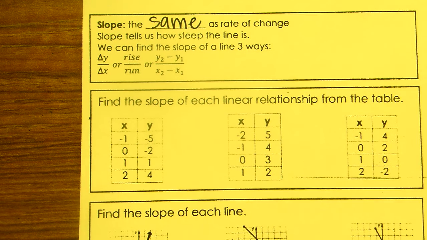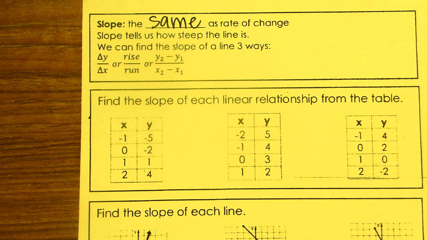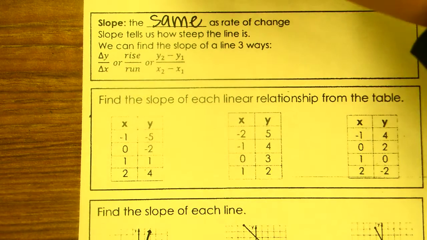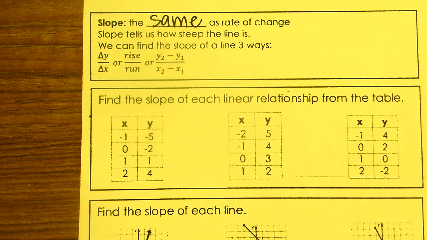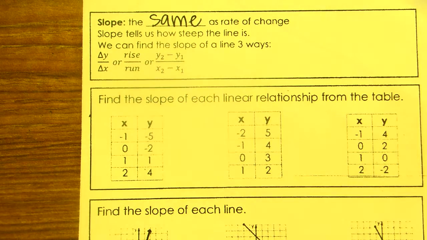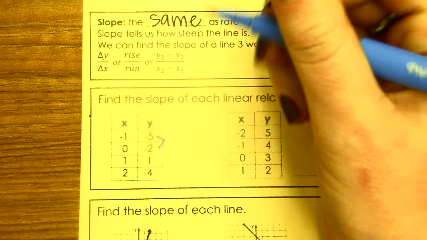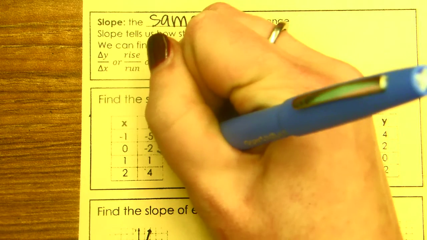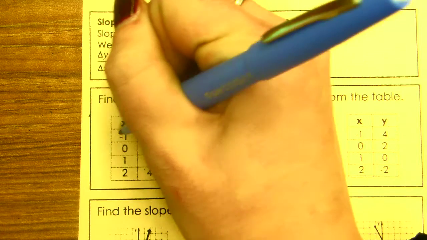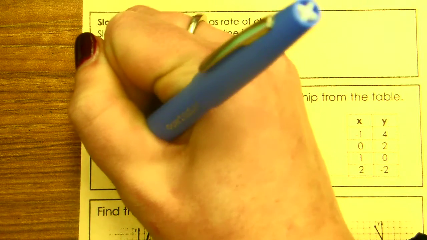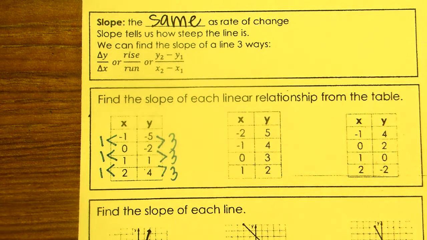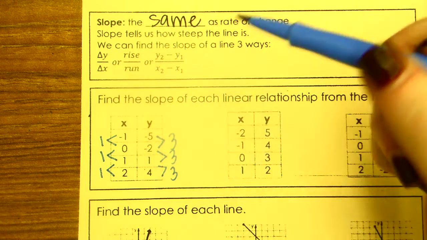So for the first one, we're going to do the same thing we did in class last time, and we're going to find change in y divided by change in x. Remember that Greek symbol delta means change. So the change in y from -5 to -2, it's going up 3, up 3, up 3. My change in x is going up by 1 every time. So I do change in y divided by change in x, so it's going to be 3 over 1.